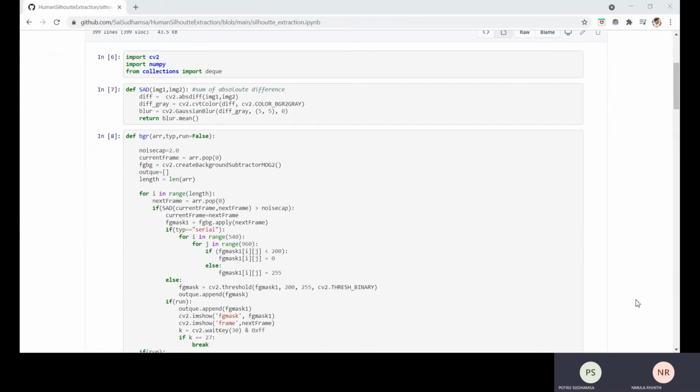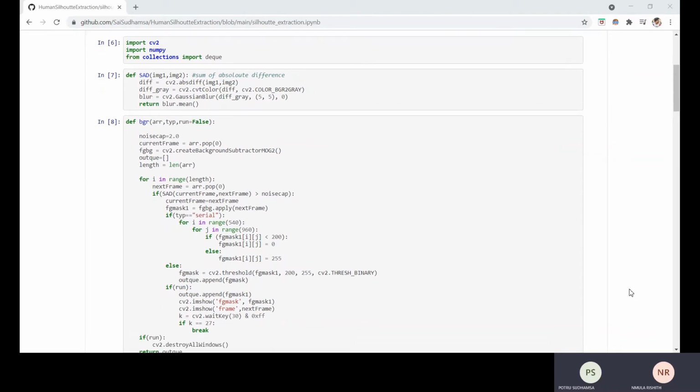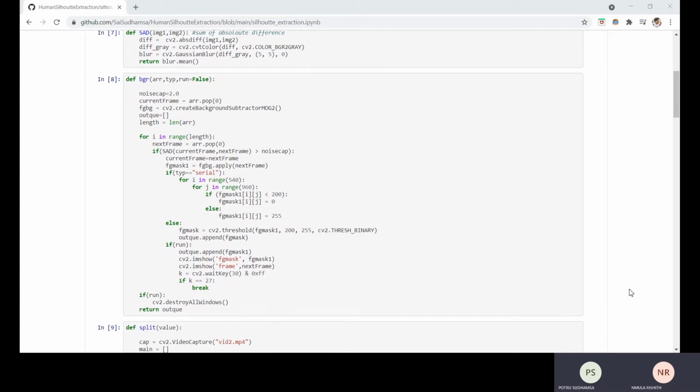The BGR function basically does background elimination and foreground enhancement. We use background elimination using the createBackgroundSubtractorMOG2 function, which uses Gaussian filters, and we binarize the image in the end, and we have done erosion and dilation to remove extra noise. This function basically displays the silhouette.